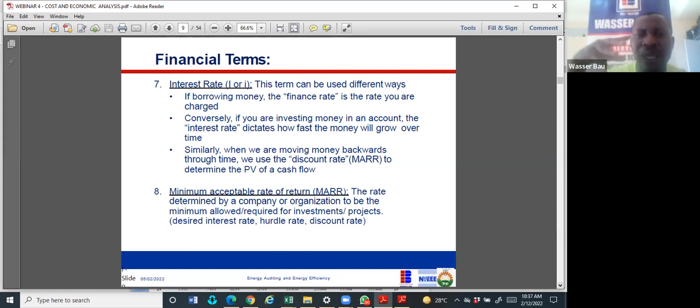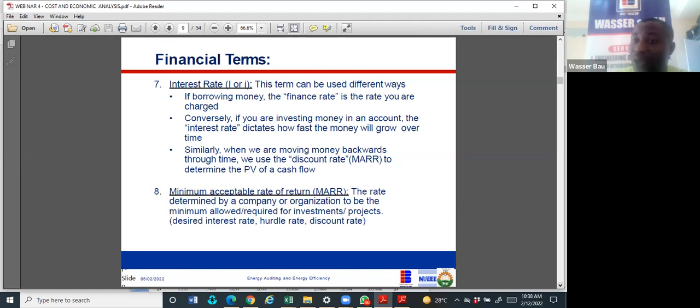Now, interest rate is simply interest rate. Let me say this. Sometimes it doesn't come as interest rate. It comes as finance rate. It comes as hurdle rate. It comes as discount rate. It comes as minimum attractive rate of return. So whichever way it comes, or you see it, whether in exam or in real life or in your normal day-to-day practice, just know that the interest rate is flexible. If you are borrowing money, you call it the finance rate.